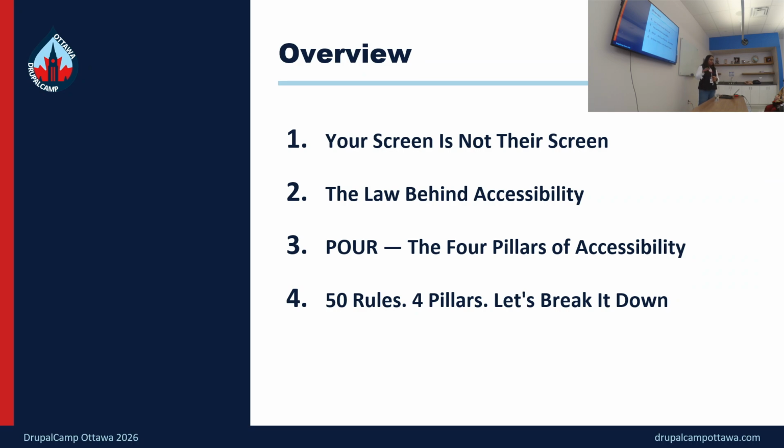Okay, so this is the overview. First is the introduction to accessibility, that is, your screen is not the screen. Then we have the law behind accessibility. Then we have the four principles, the 4 pillars of accessibility. And the last and important part is the 50 rules across the 4 pillars. Let's break it down and discuss it more in depth.